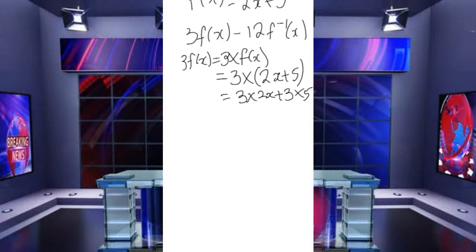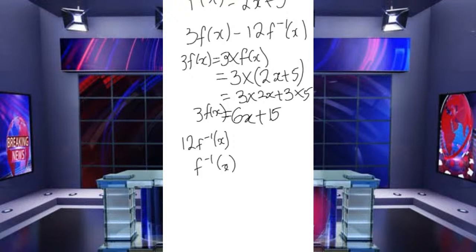Okay, so you have 3 times 2x, which is going to be 6x, plus 3 times 5, which is going to be 15. So we have 6x plus 15. Now we know that 3f of x is 6x plus 15. So to complete our proof, the only thing we need now is 12f inverse of x. But before we can get 12f inverse of x, we need to go ahead to find what we know as the inverse function of x. Now, how do we get the inverse function of x? I'm going to go through that.